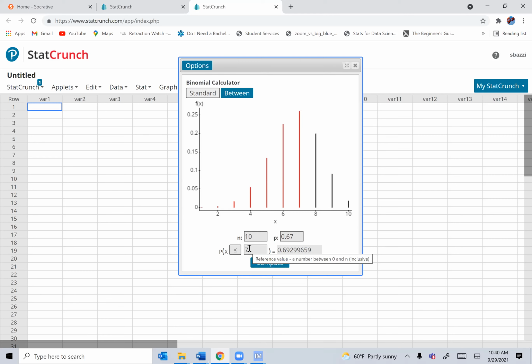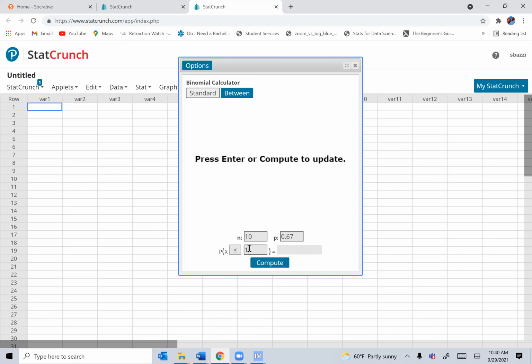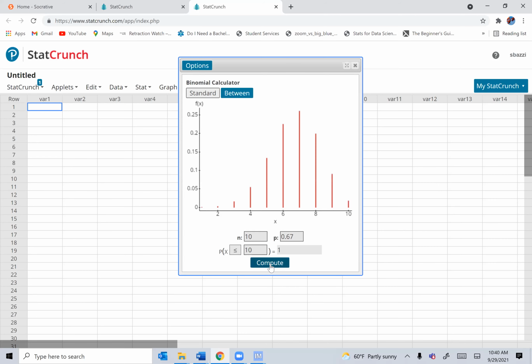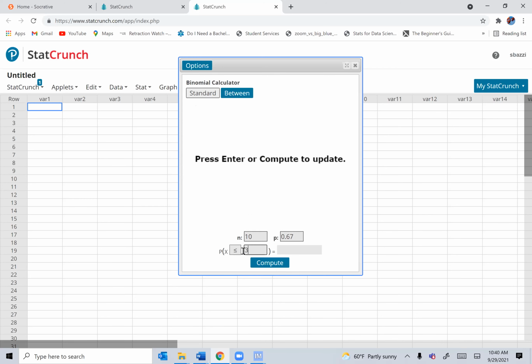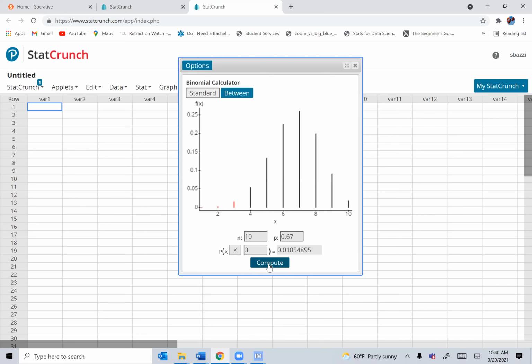What do we know about the sum of all probabilities must equal to what, guys? Always 1. Look, it is 1, everything. If I say at most 3, look, guys, just change it to 3. And here you go, that's the answer.